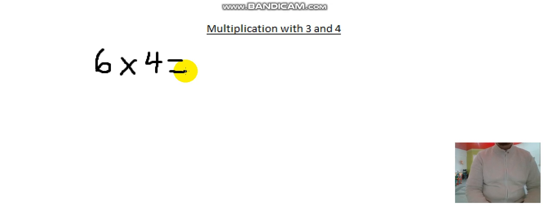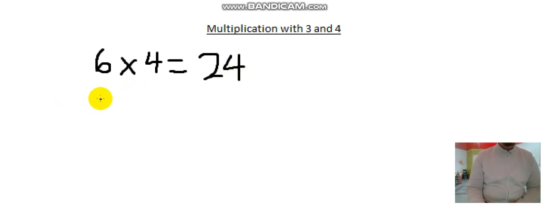And then I need to think, what's 12 plus 12? If you want, you can go to the side and do that. 12 plus 12 is 24. And that's how much 6 times 4 is.